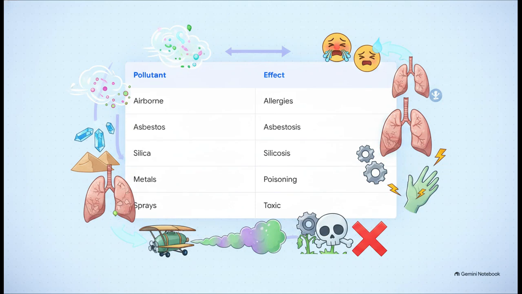And specific biological threats lead directly to specific severe diseases. General airborne substances act as aeroallergens, causing allergies. Inhaling asbestos directly causes asbestosis. Silica exposure leads to silicosis. Inhaling metal oxides results in metallic poisoning. And agricultural sprays expose us to highly toxic insecticides and pesticides. The link between the anthropogenic source and human illness is direct and it's undeniable.